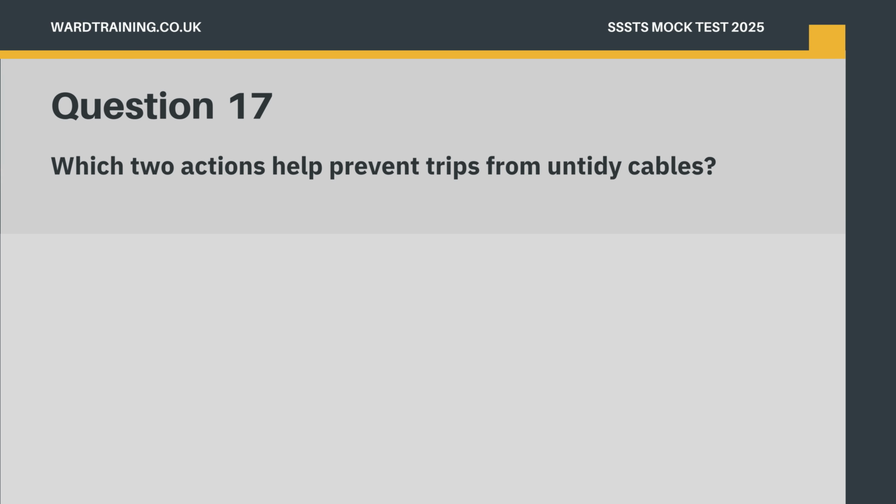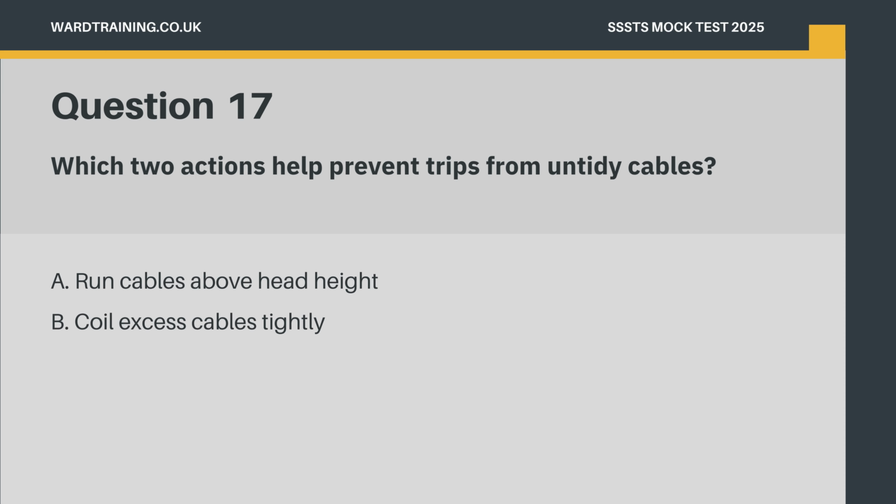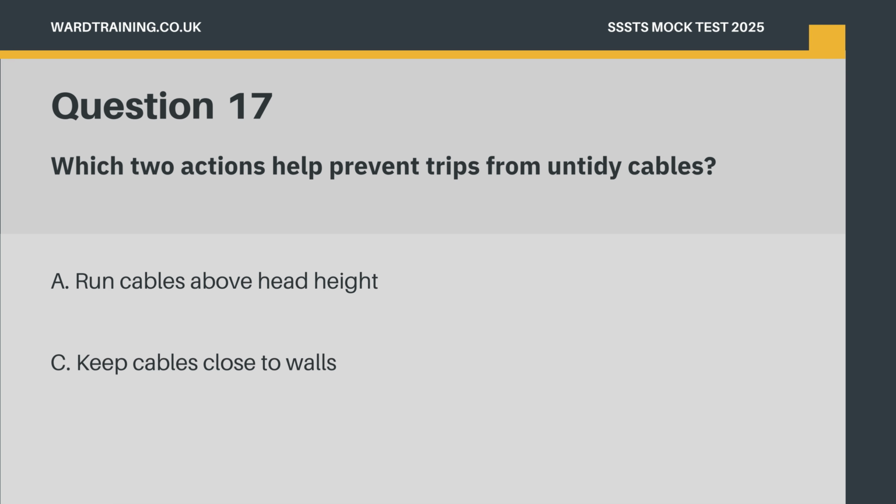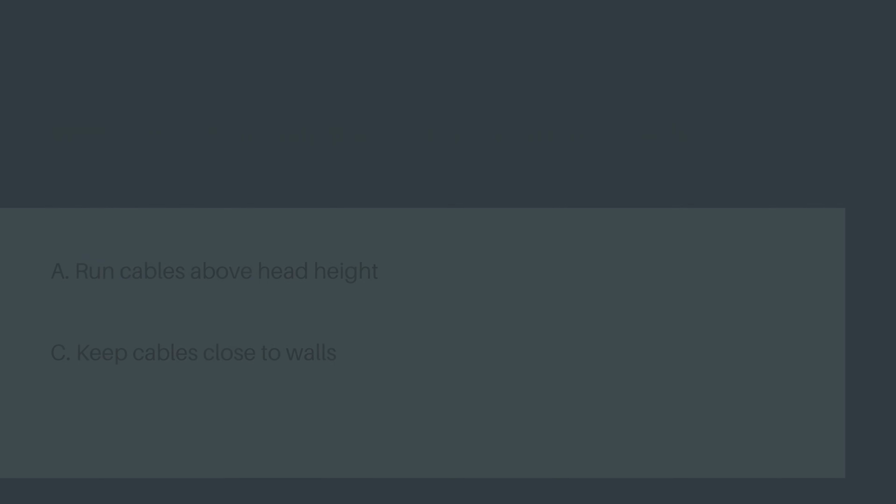Question 17. Which two actions help prevent trips from untidy cables? A. Run cables above head height. B. Coil excess cables tightly. C. Keep cables close to walls. D. Place cables where convenient. E. Unplug safety lighting. Answer: A and C. Run cables above head height and keep cables close to walls.